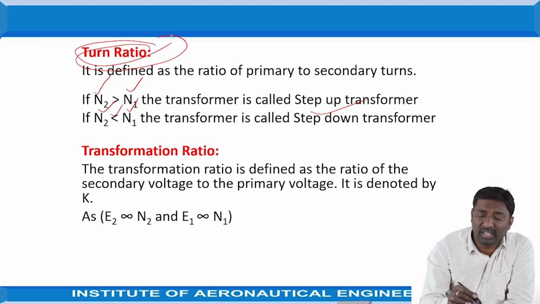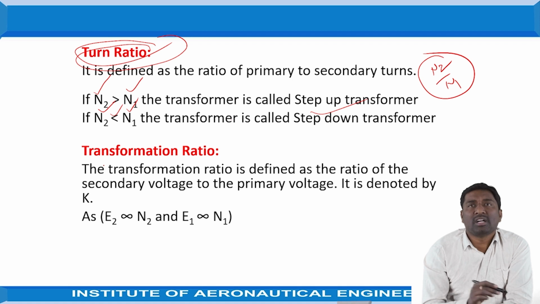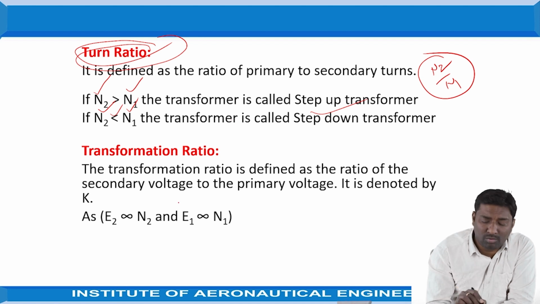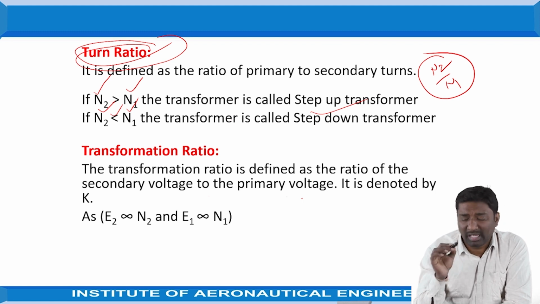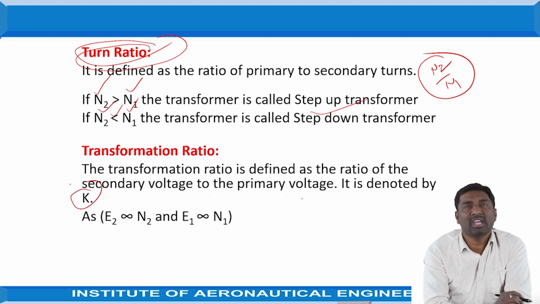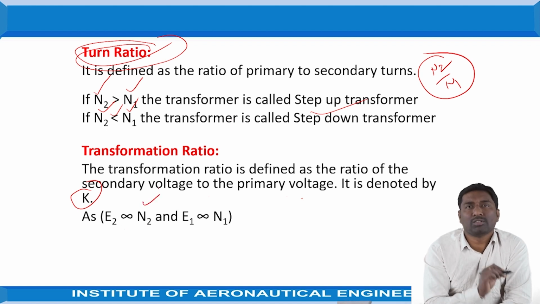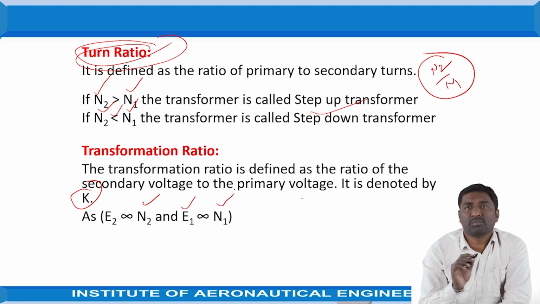That is, turns ratio is the ratio of primary to the secondary turns, that is N2 by N1. Or transformation ratio. The transformation ratio is defined as the ratio of the secondary voltage to the primary voltage. It is denoted by K, as E2 is directly proportional to N2 according to the mutual induction, and E1 is directly proportional to N1 according to the mutual induction.